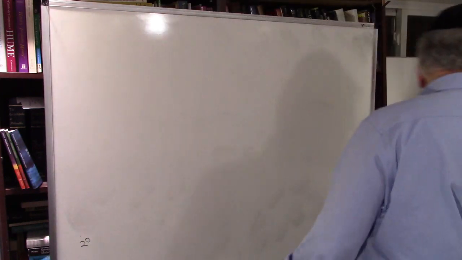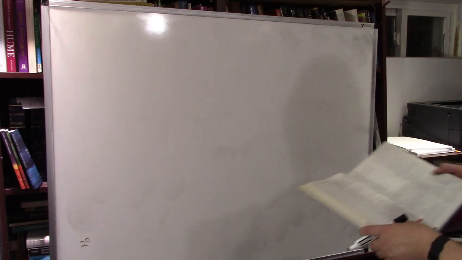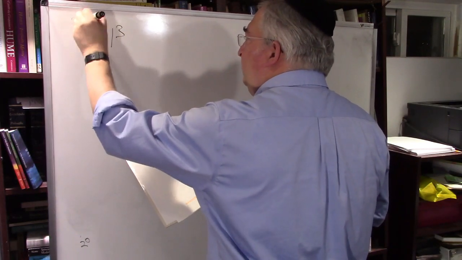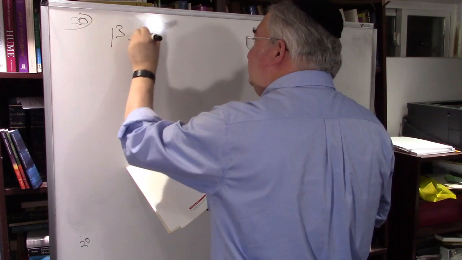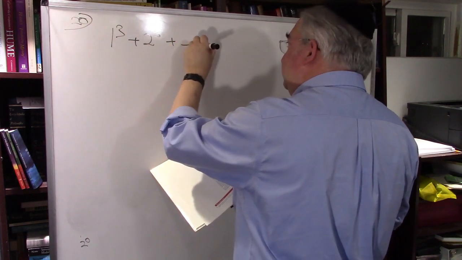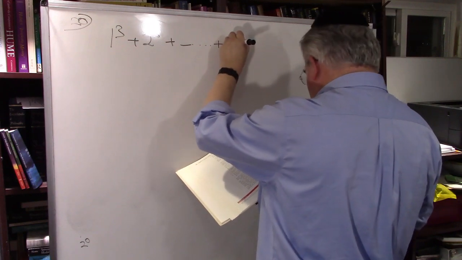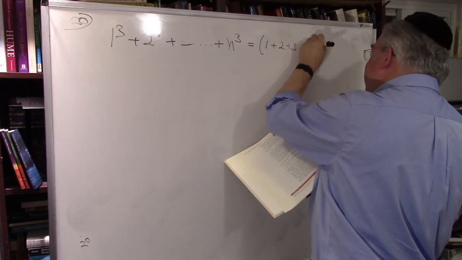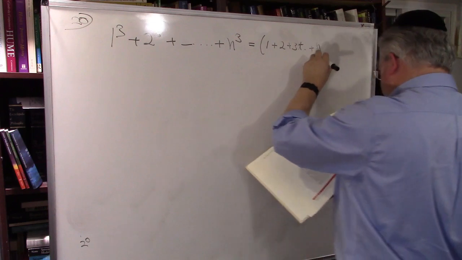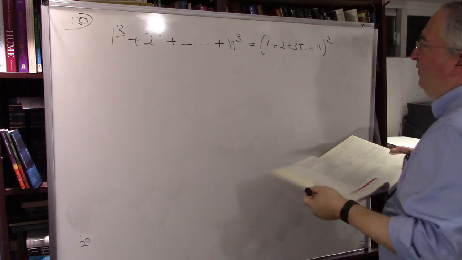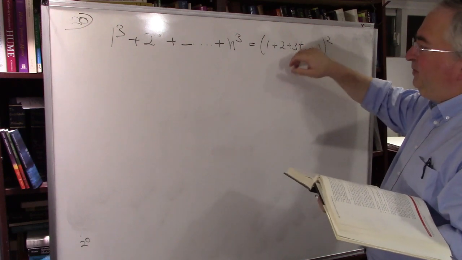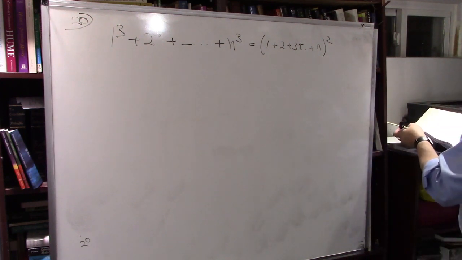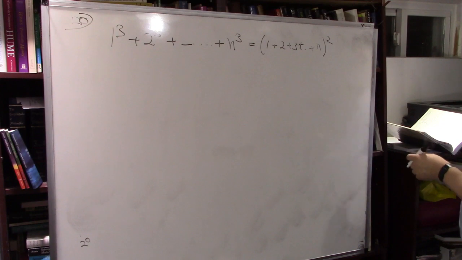Okay, let's do number 20. 1 to the third plus 2 to the third plus, plus n to the third is equal to 1 plus 2 plus 3 plus n, squared. So obviously when you square a lot of numbers, it's bigger than just doing that. But we want to do this. Great. We don't want to do it like that. We want to do it with symbols. So let's do it.